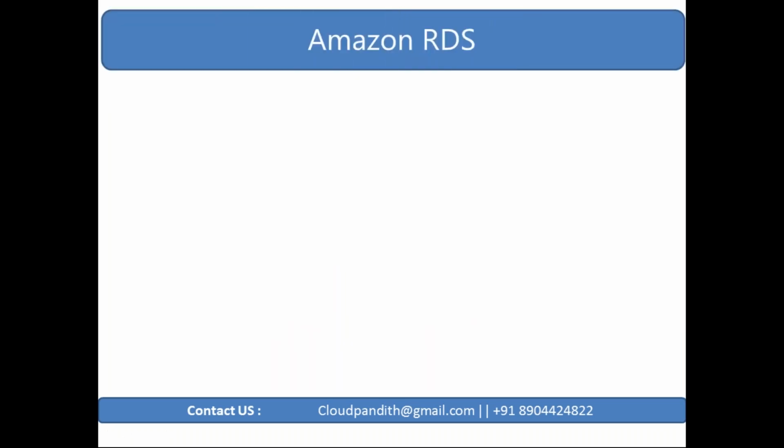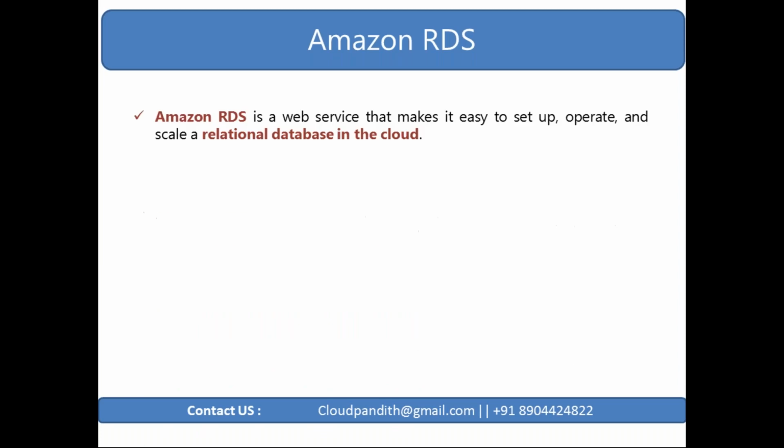Next, we have something called Amazon RDS. Amazon RDS is basically a relational database system. Amazon RDS is a web service that makes it easy to set up, operate, and scale a relational database in the cloud. So RDS is nothing but, if you want to create an Oracle database, SQL database, MySQL, anything, you are going to use an RDS instance to create it.